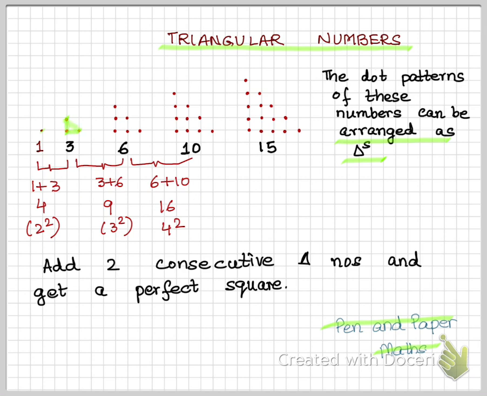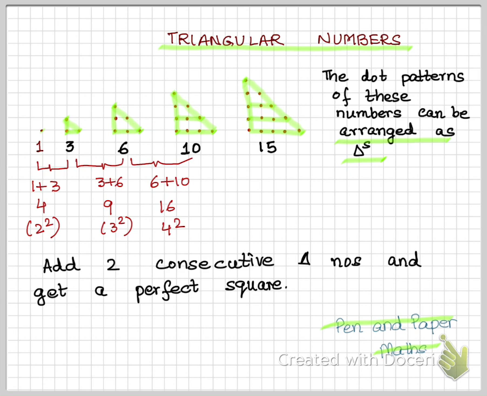Talk about 6, 5, and there's a sixth one here, and again it forms a triangle. Talk about 10. So 1, 2, 3, 4, 5, 6, 7, 8, 9, 10. Again forming a triangle. Same way for 15. Now let's observe another interesting pattern over here.